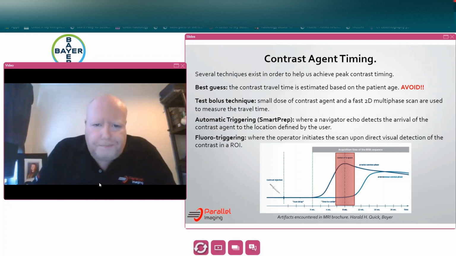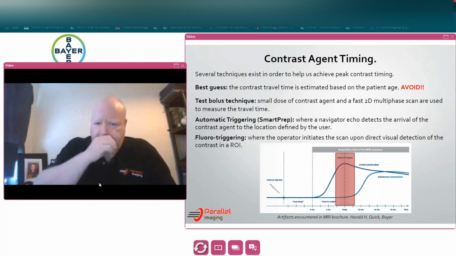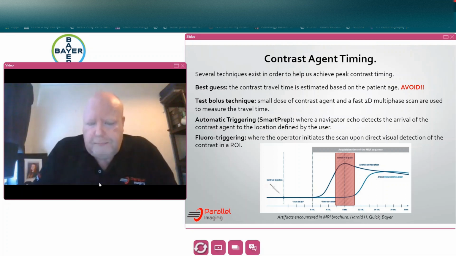Test bolus. We inject a small dose of contrast and use a fast 2D multi-phase scan to actually measure the travel time. By doing this, we can get ourselves a little graph and we can see exactly at what time point the maximum concentration of contrast arrives at the region of interest. Again, that's very old school.